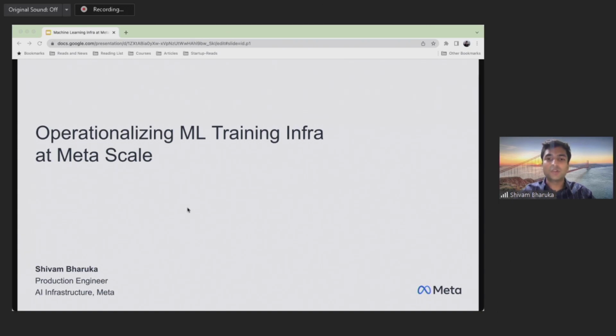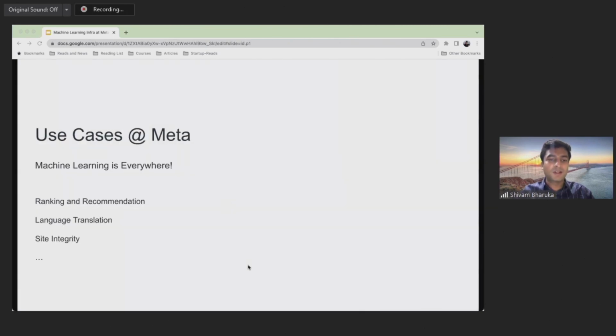Today, I'll be talking to you about the ML training infrastructure stack and how we operationalize it at the scale of Meta itself. So before we get started, let's look at the use cases of machine learning at Meta. As we know, machine learning is everywhere. Most major Meta products and services leverage machine learning today.